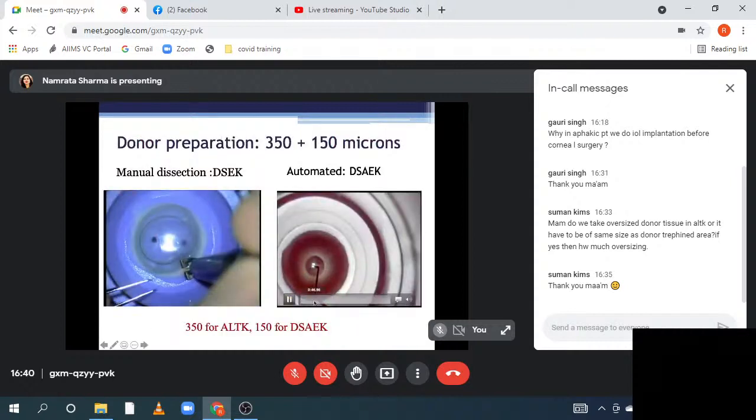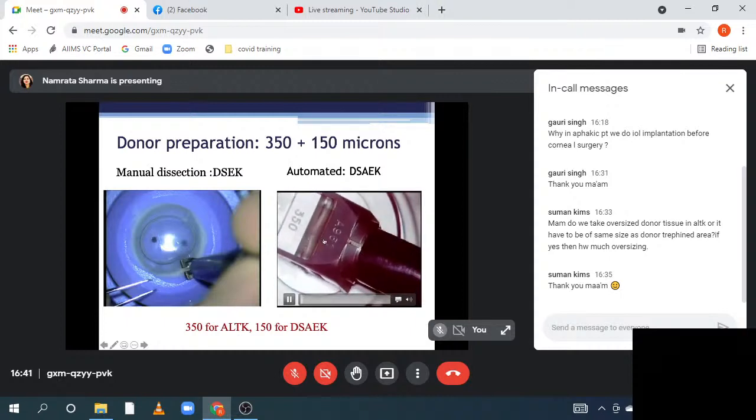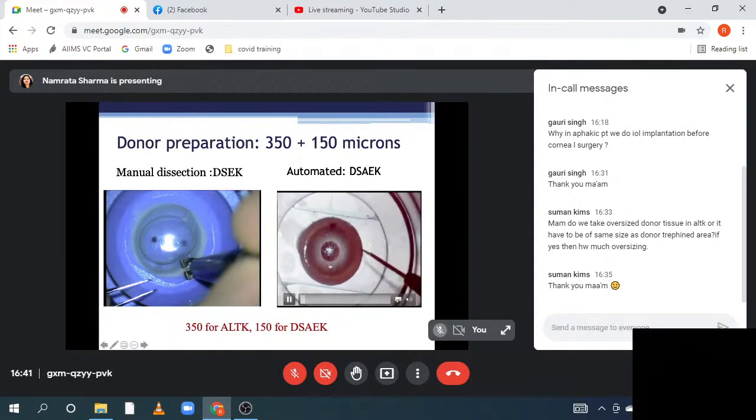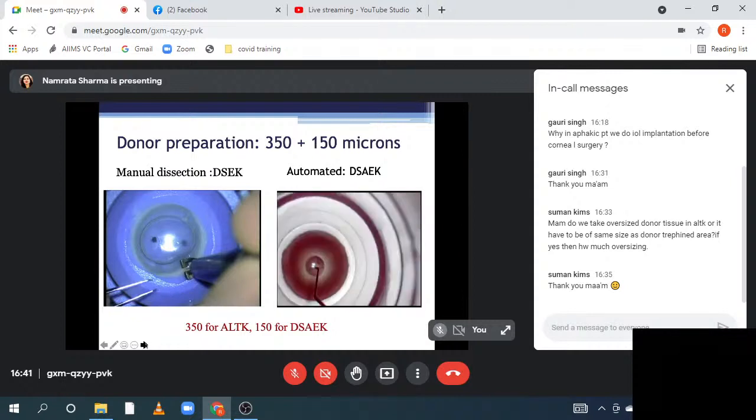Now, how do you cut the DSEK graft? Suppose you have 500 microns of cornea, you split the 500 micron cornea into 350, which is used for anterior lamellar keratoplasty, which was very elegantly described by Professor Radhika Tandon. And the posterior part, which is about 150 microns, you use for posterior lamellar keratoplasty or DSEK. Of course, now we try to use thinner grafts because thinner grafts give you a better quality of vision.